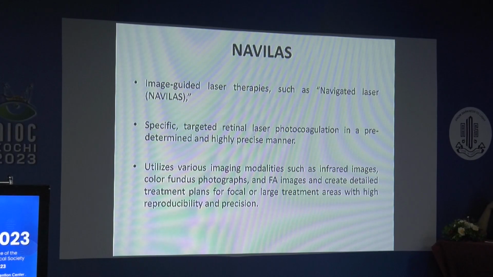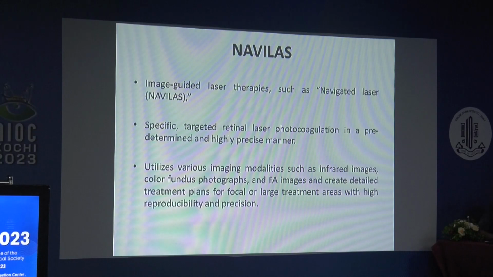The other is the Navilas, which is an image guided laser therapy. With all your fundus photography and your angiography, you can set a pre-guided picture, and with all these, the laser is done by image guided therapy. I have not used it, but this is again a new advancement.